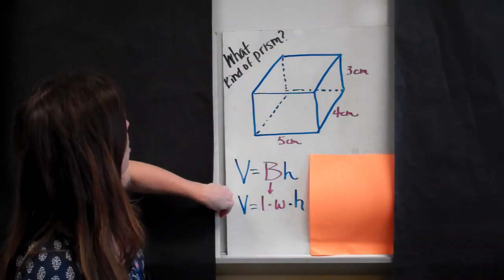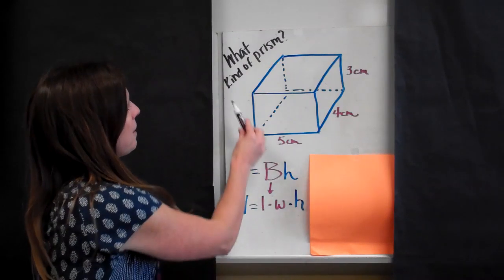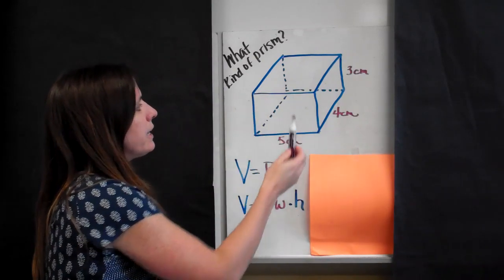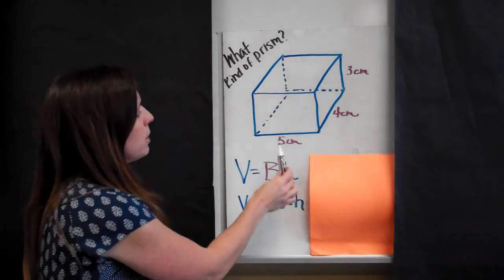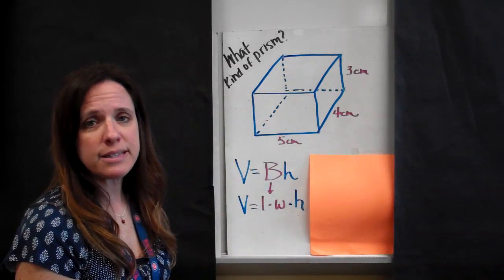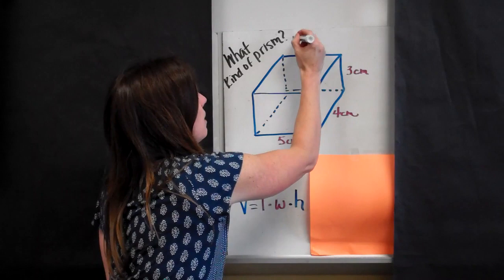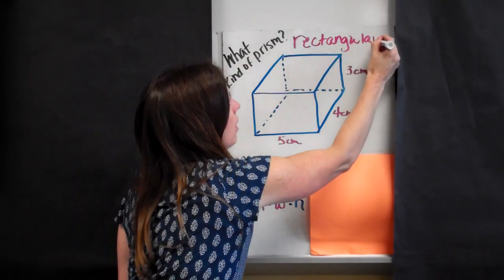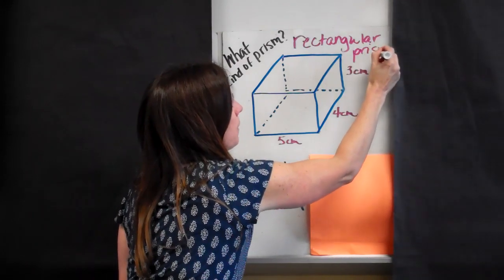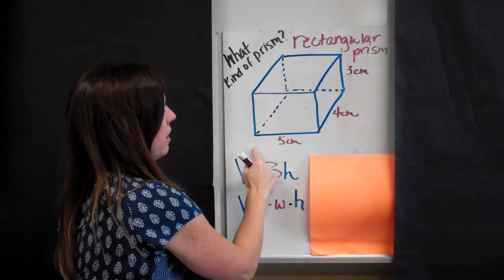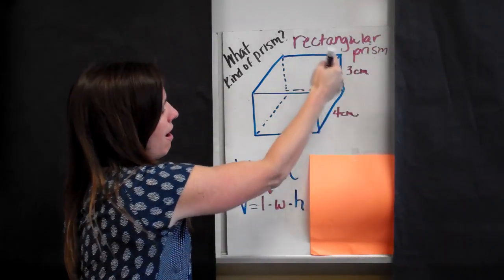Okay, so I have a prism here and I'm asking you a question. First of all, what kind of prism is it? If you look at it, immediately you might want to say cube, but look at the dimensions I have. They're not all the same number. So because they're not all the same number, we're going to call this a rectangular prism. We have a 5, a 4, and a 3. A length of 5, a width of 4, a height of 3.